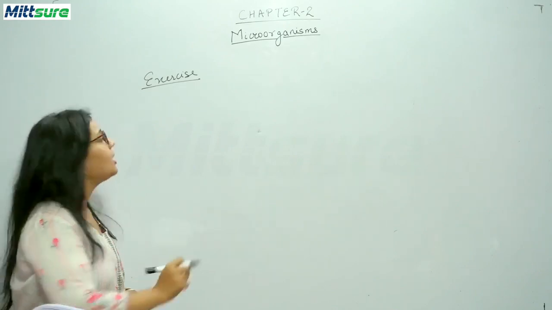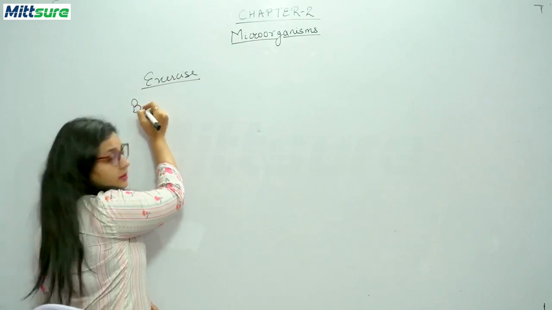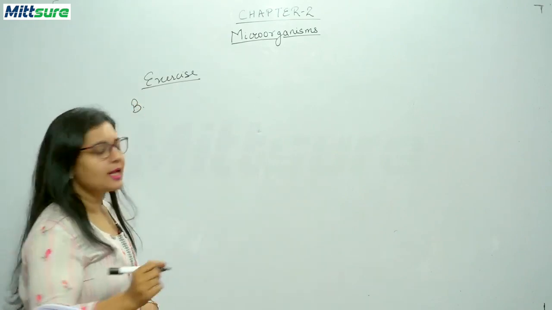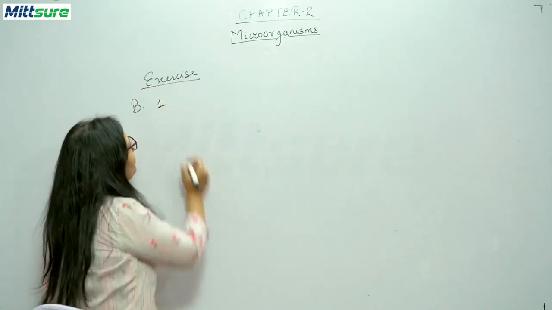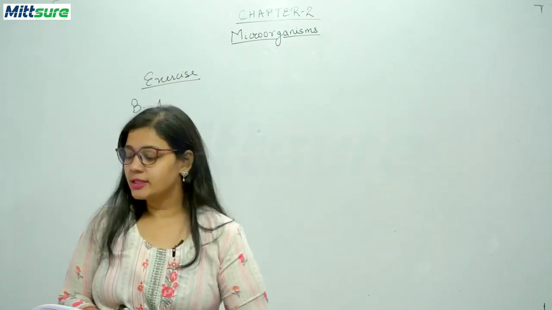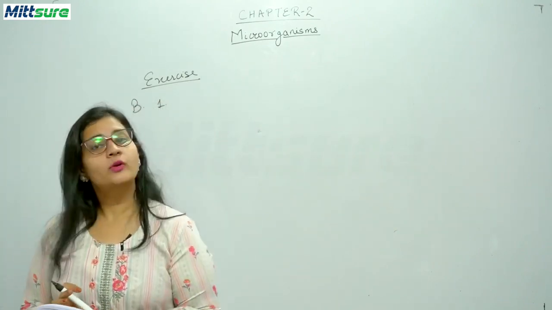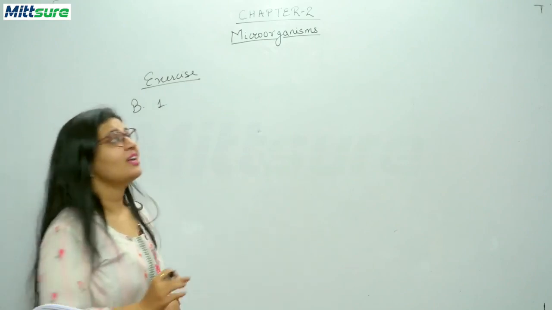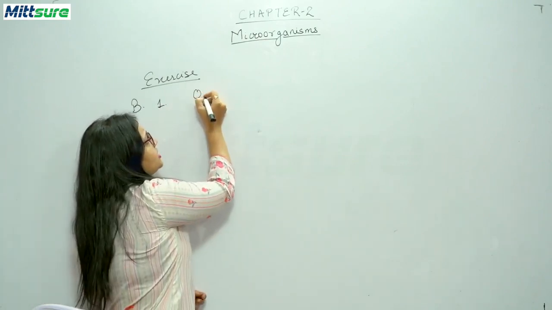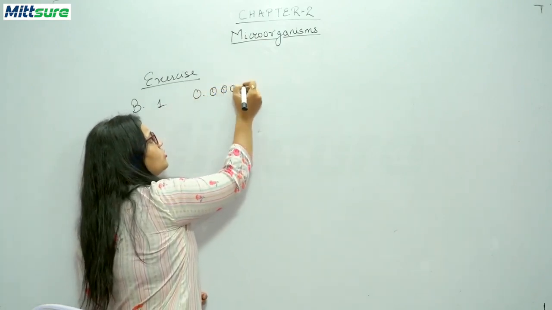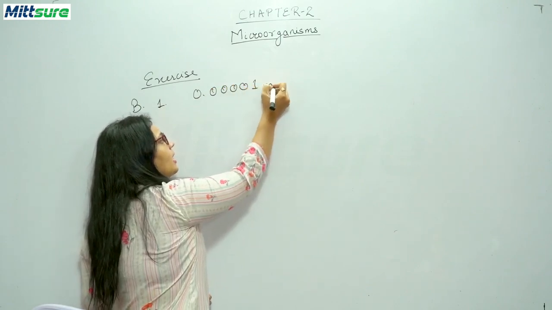Okay, so let me write on B, and now we will be discussing the first one. Now students, first question is some microorganisms are as small as dash, that is 0.00001 mm.